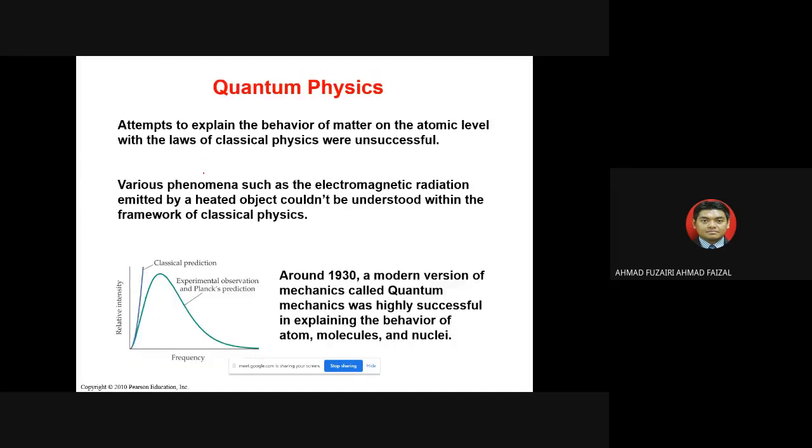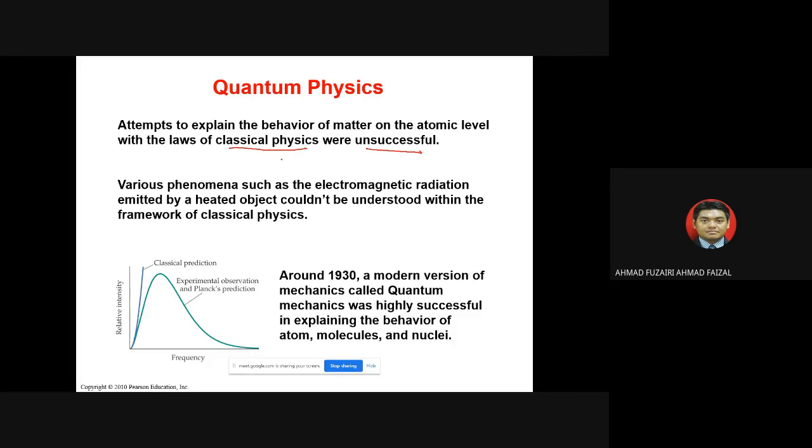So in the world of quantum, how can we define or relate our world on a quantum basis? Because of the attempts to explain the behavior of matter at the atomic level, we find that classical physics was unsuccessful. It failed. So we cannot use normal classical physics when we try to explain the behavior of matter on the atomic level.